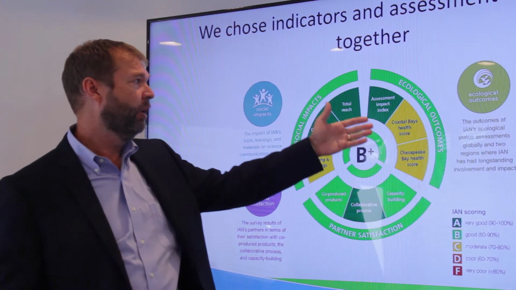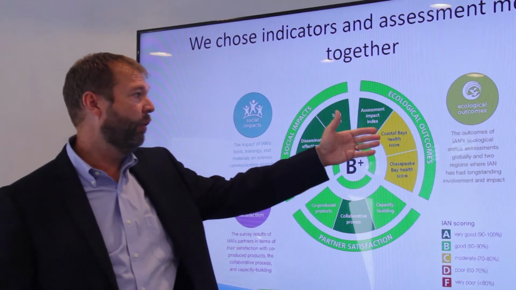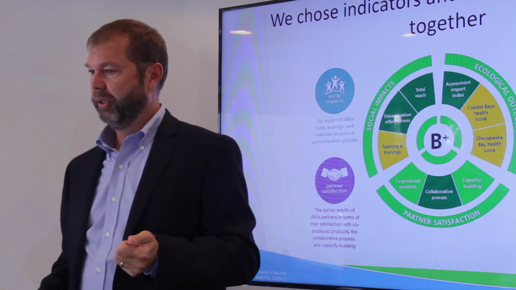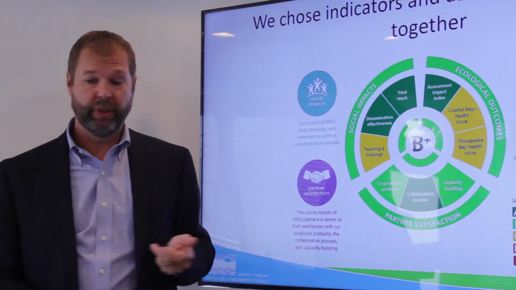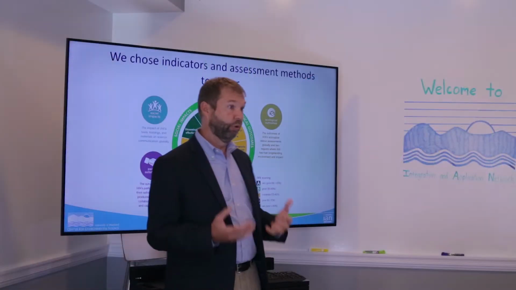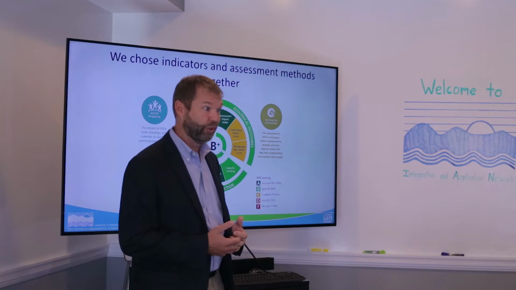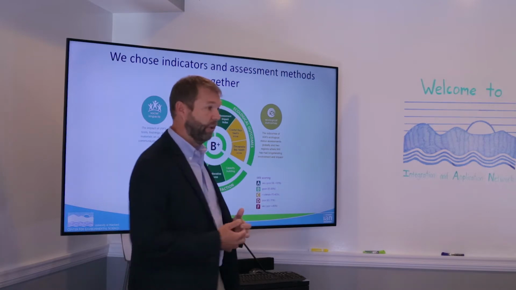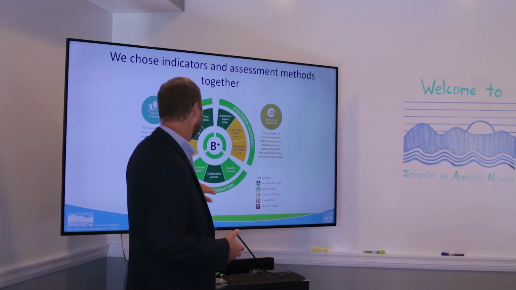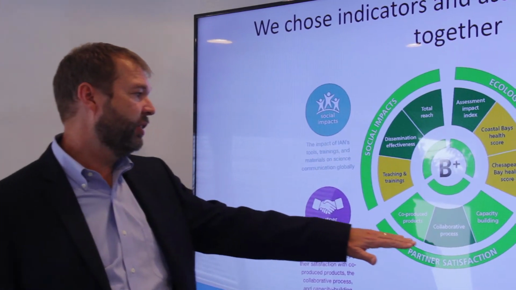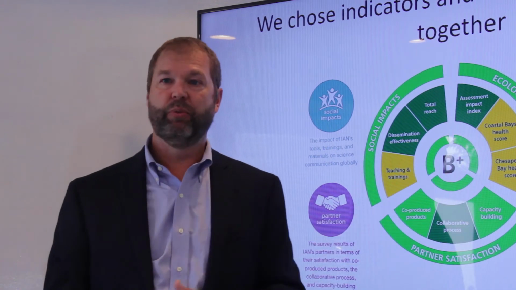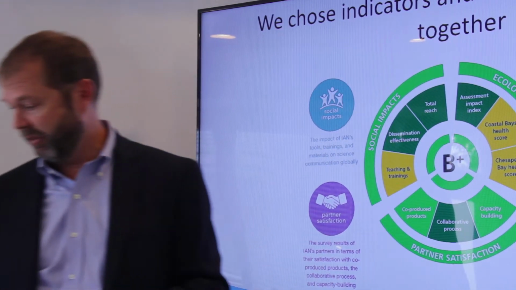For ecological outcomes, we have an assessment impact index, and we're also very tied to 2 places in Maryland, Maryland's Chesapeake Bay and also Maryland's coastal bays. We have a specific mission to help improve conditions in there. So we take those ecosystem health scores as part of our own. For partner satisfaction, how well are we doing in our collaborative processes? How many co-produced products have we produced over the last year? And what kind of capacity building have we been engaging in with our partners over the last year?